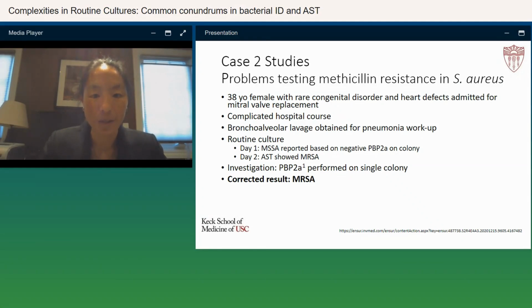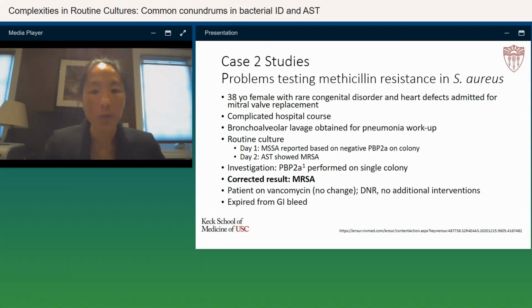And so we did an investigation, and for a day there, we had what we consider a very major error, calling susceptibility where there was resistance in the isolate. Our investigation showed that most likely, speaking with the bench techs who were involved in the case, the PBP2A lateral flow test was performed on a single colony rather than how we would do susceptibility testing, picking 5 colonies for Staph aureus tests. So in the end, we obviously had to have a corrected result of MRSA as well as some other corrective actions.